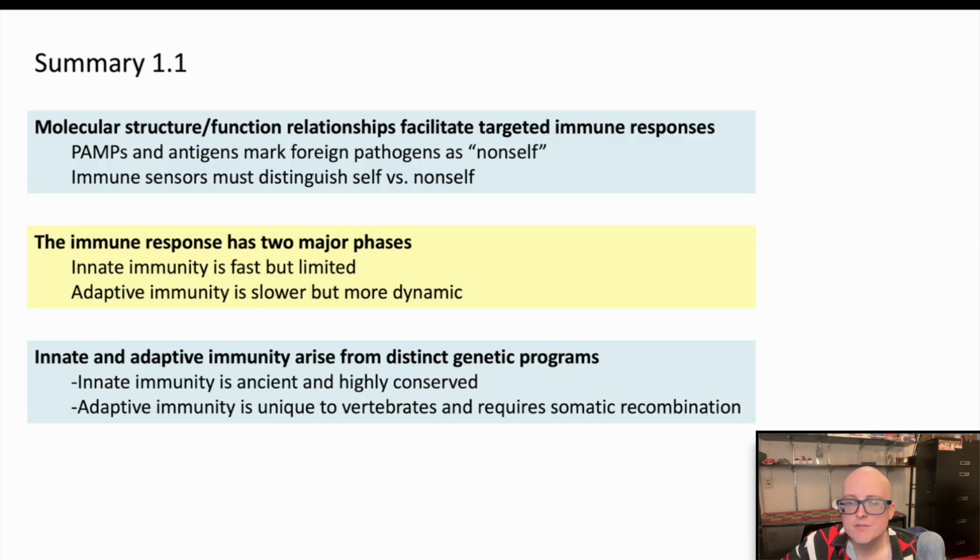Finally, we saw that innate and adaptive immunity arise from distinct genetic programs. Innate immunity is very ancient and relies on receptors that are hard-coded into the germline DNA and are highly conserved across metazoan evolution, whereas adaptive immunity is unique to vertebrates and relies on a very unique genetic event that occurs in B cells and T cells called somatic recombination.